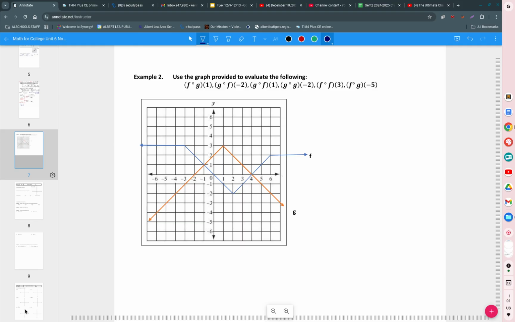Let's go to the back side. We're now going to do composition using a graph. We're going to try a couple of these, not all of these. We'll do a few of them. The first one says f of g of 1, okay?